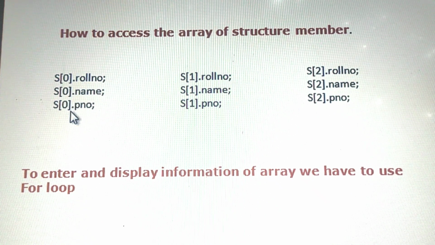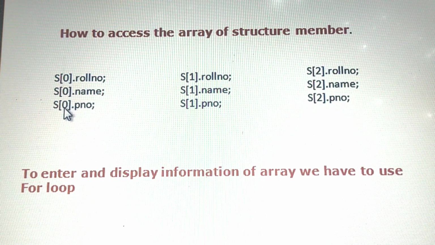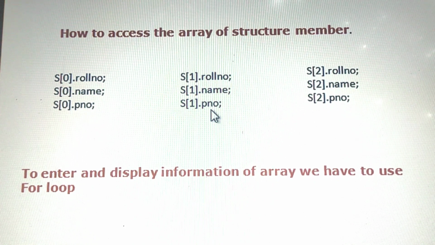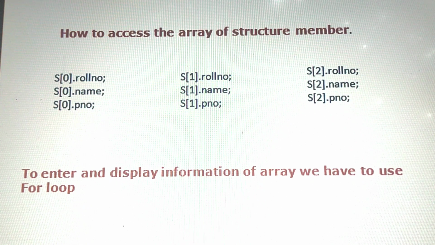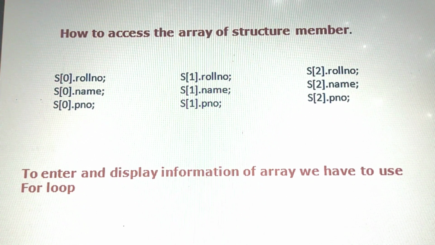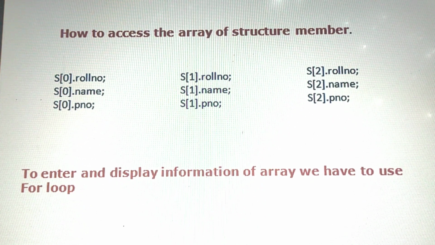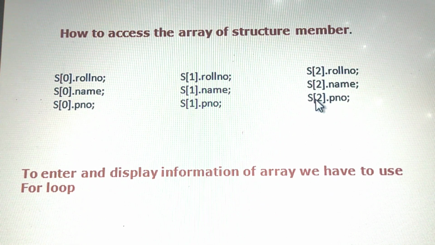If we are using an array, we have to write s of 0 for the first element. For the second element, we take s of 1 dot roll number, s of 1 dot name, s of 1 dot phone number. That is structure member with the structure object. The link operator is dot; we have to write dot between them. Then the third one: roll number, name and phone number with the structure object.